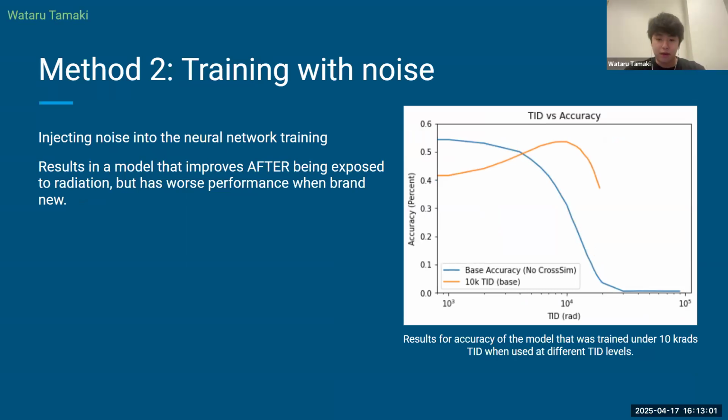The second method is training with noise. The procedure includes injecting noise into the neural network training, which results in a model that improves after being exposed to radiation, but has worse performance when brand new.